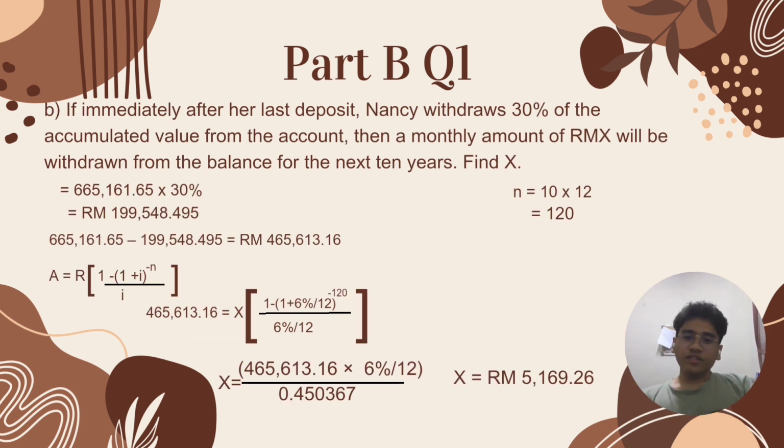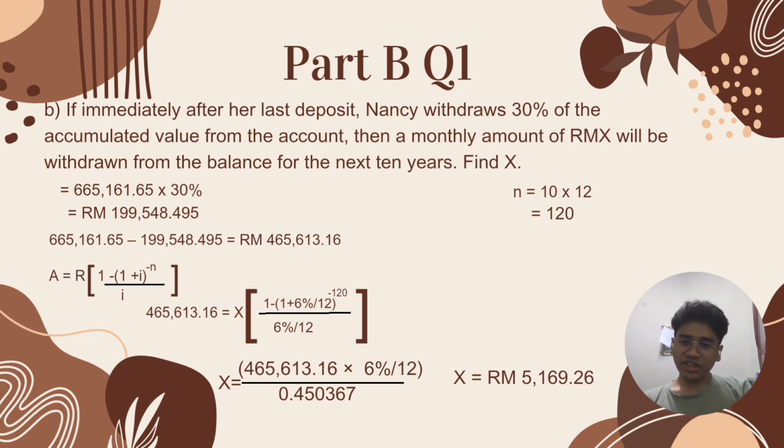Okay, B. If immediately after her last deposit, Nancy withdraws 30% of the accumulated value from the account, then a monthly amount of RM X will be withdrawn for the balance for the next 10 years. Find X. What the question wants is, from the accumulated value, basically Nancy withdraws 30%. And for that balance, we need to find out how much per month for the next 10 years to complete the whole balance.